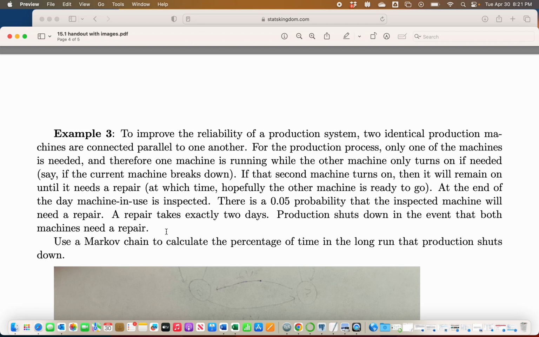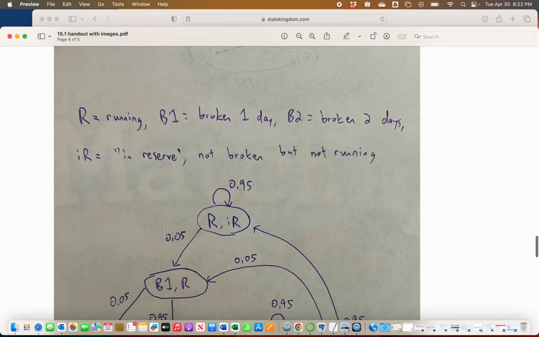So machine 1 could be running, and then machine 2 could be not running, but could be turned on if we needed it to. Machine 1 could be broken. Machine 2 could then be running while machine 1 is being repaired. There's all sorts of different states of existence. So let me just show you the Markov chain.